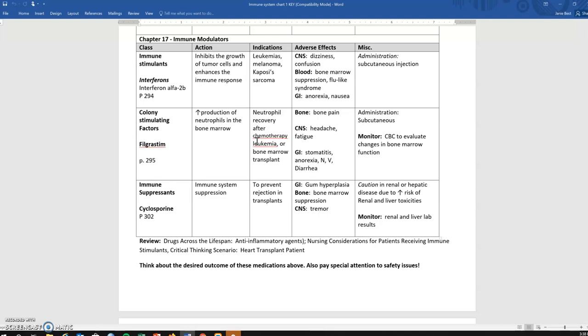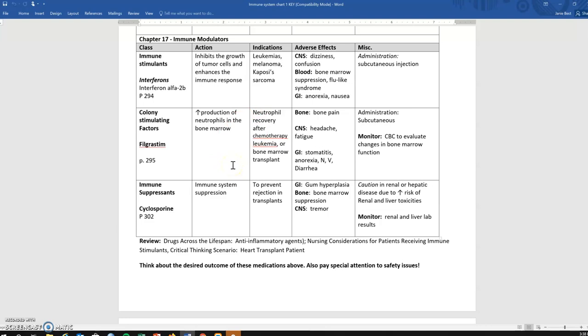They can cause blood dyscrasias, bone marrow suppression, flu-like syndrome, so the aches and pains that you feel like you have the flu, some dizziness or confusion, and patients may have anorexia or nausea. They're given subcutaneously for these individuals.